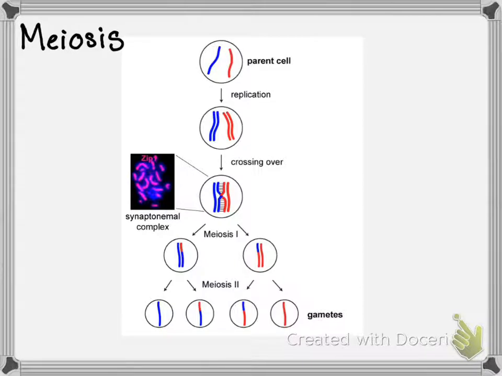That's going to be important because haploid cells need to come together to make a diploid offspring. So a haploid sperm and a haploid egg have to come together to make the zygote or the fertilized egg. All right, so let's walk through it.